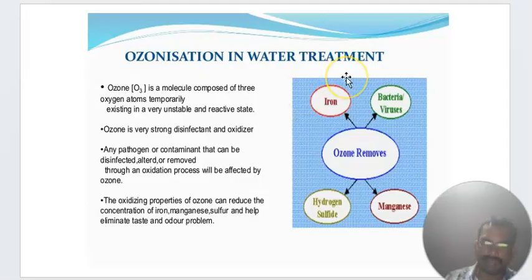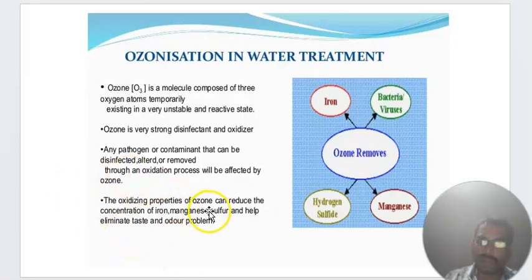Ozonization of water treatment. Ozone is a molecule composed of three oxygen atoms, temporarily existing in a very unstable and reactive state. Ozone is a very strong disinfectant and oxidizer. You can see here the ozone removal of hydrogen sulfide, manganese, iron, and bacteria and viruses. Any pathogenic contaminant that can be disinfected, altered, or removed through the oxidation process will be affected by the ozone. That is the core of ozonization.